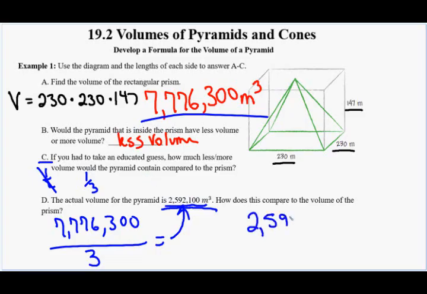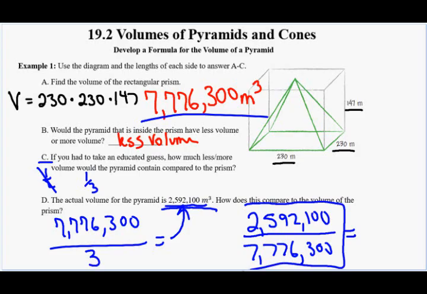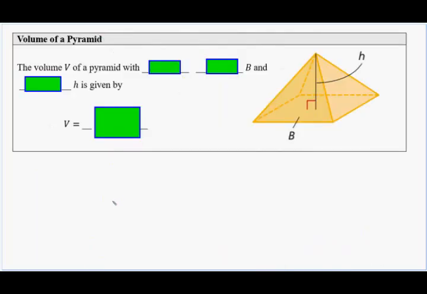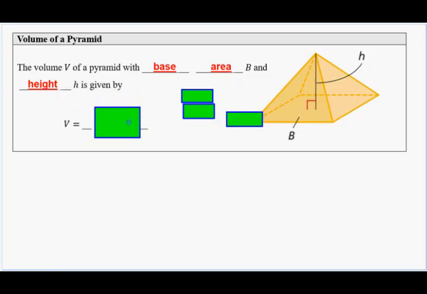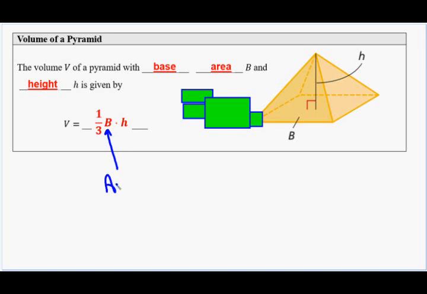Something else we did in class is we got out the big TI-89 graphing calculators, and I made the 2,592,100 the numerator, and then the denominator was the 7,776,300, and those calculators reduce fractions, and this perfectly reduces down to 1/3. All right, and now that's going to lead us to our volume of a pyramid definition here. The volume V of a pyramid with base area capital B and height H is given by this formula: 1/3 area of the base times the height. Again, make sure that capital B, you always think of it as the area of the base.